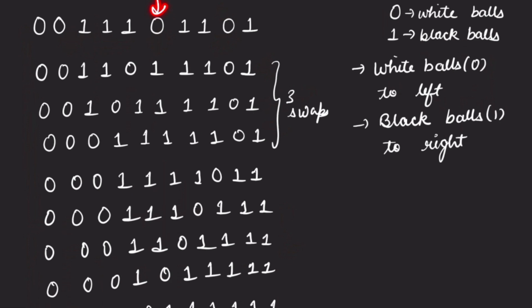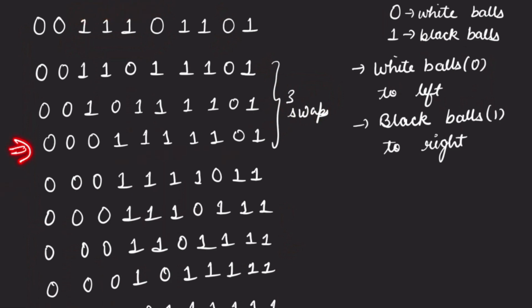So for moving this 0 towards the left, we had to perform 3 swaps. Now why did we have to perform 3 swaps? Because before this 0, there were 3 ones present here, right? So to move this 0 towards here, we need to shift it towards the left one by one, and because there are 3 ones, we need to shift it 3 times, right?